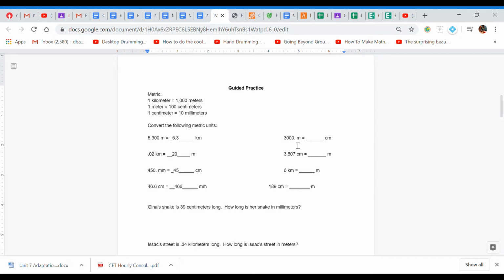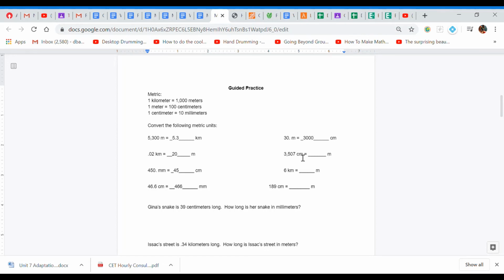So 30, the decimal moved 2 places, 3,000. And honestly, those are the problems that mess people up the most, when there are zeros on there already. 3,000 centimeters. So be careful on the exit ticket if you see that.